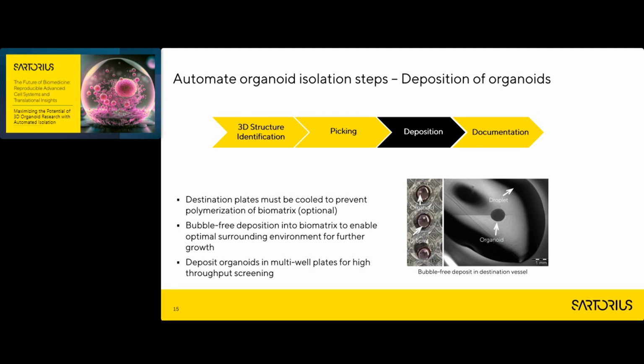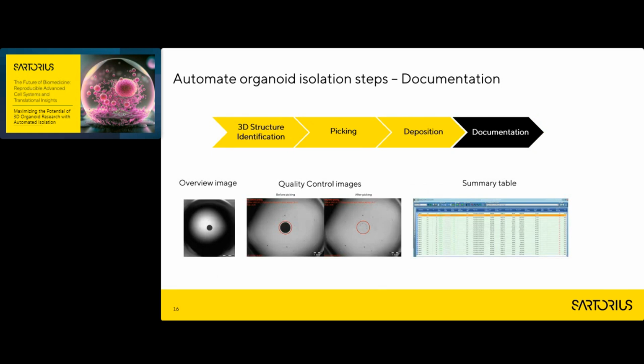In the panel on the right, you can see macroscopic and microscopic images of the deposited organoids in a biomatrix in multi-well plates using Cell Selector. Upon a closer inspection, we can see that there are no bubbles after the transfer of the organoids, and the morphology is looking healthy. Once we have successfully completed the experiment, we can generate the proper documentation for each step of the process. Starting from overview images, quality control images showing successful picking, and a summary table with picked object properties, IDs, and destination plate positions.